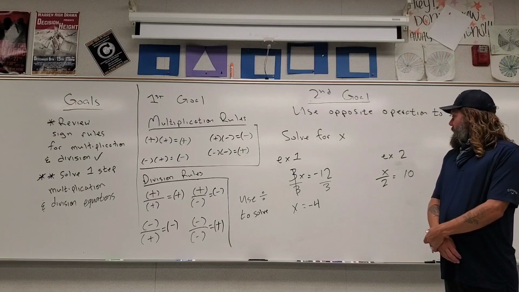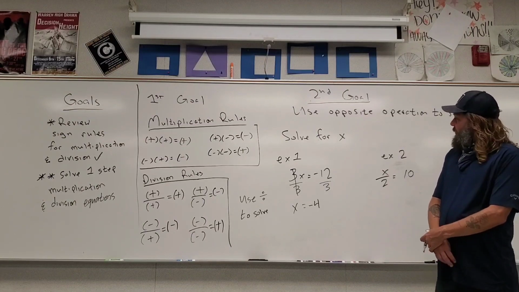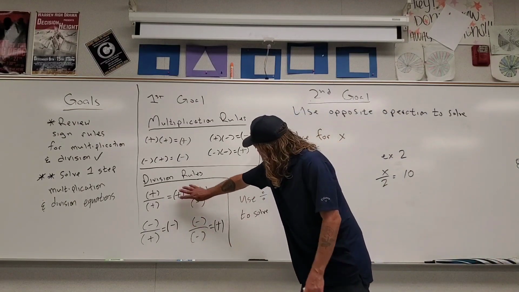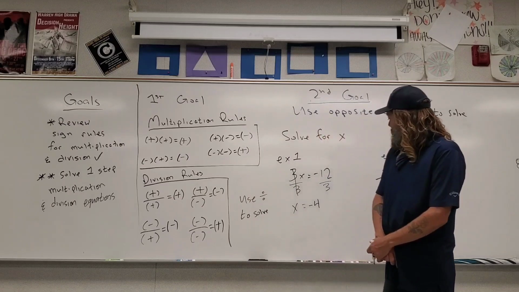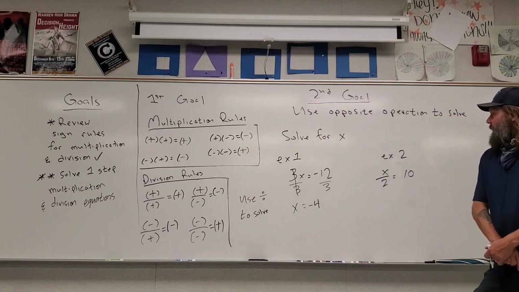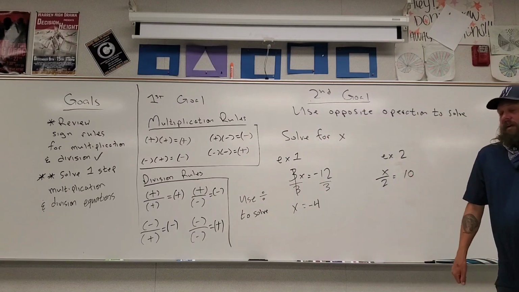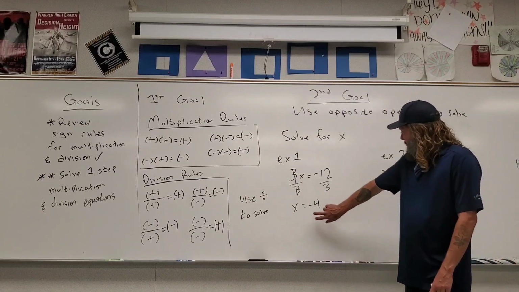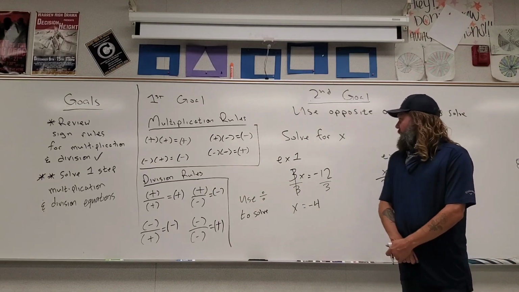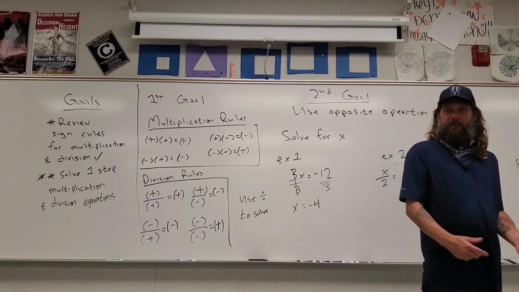So when you're dividing to solve, you need to pay attention to which of these four situations you have, and then just make sure you've got the right sign. Okay, so that would be us solving a one-step multiplication problem.